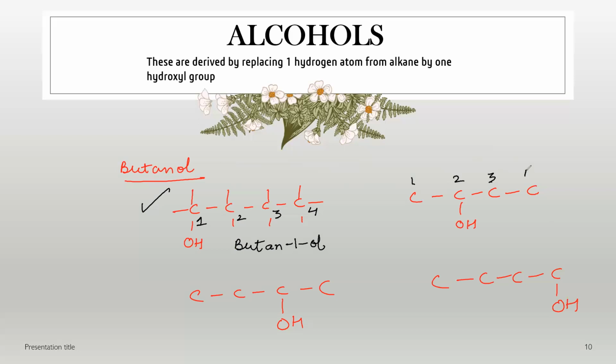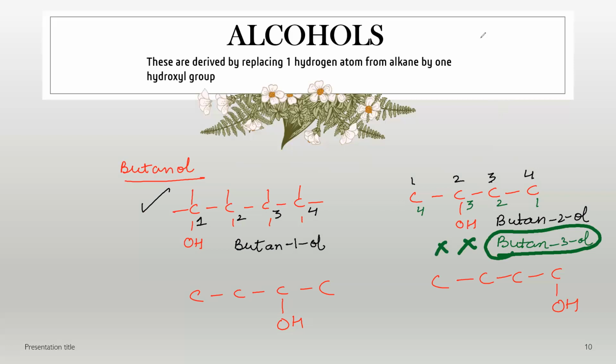1, 2, 3, 4. So this is getting the second number. So the name would be butane 2-ol. So what if I name it from right hand side? 1, 2, 3, 4. Here the substituent is getting the 3 number. So the name could be butane 3-ol, which is wrong because the rule says that the substituent should get the lowest number. So this is wrong.